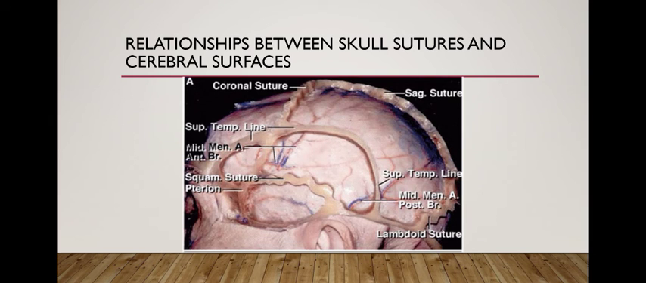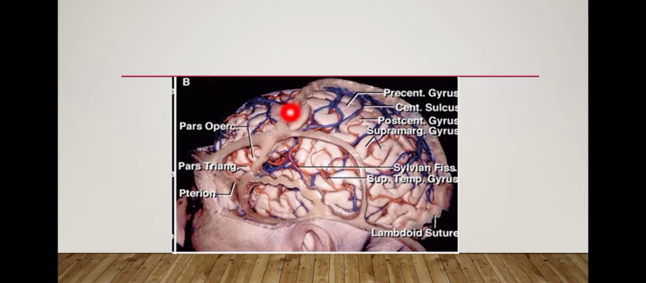So this is the final part of my presentation today. This is about the relationship between the various skull sutures and the cerebral surfaces. Here the skull sutures which are left intact are the sagittal suture, the coronal suture, and the squamosal suture. The superior temporal line has also been left intact. We can appreciate the level of the pterion, where the squamosal suture, the coronal suture, and the frontosphenoid suture meet.